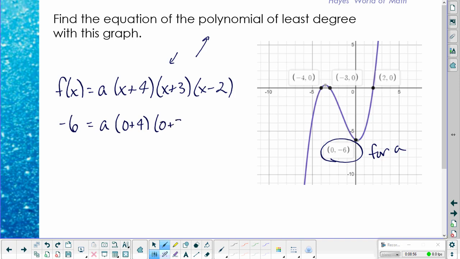And once you get used to it, you can probably find a few shortcuts on your own. So in this case here, that's going to be negative 6 is going to equal, when I multiply all of that out, so a is going to equal 1/4.